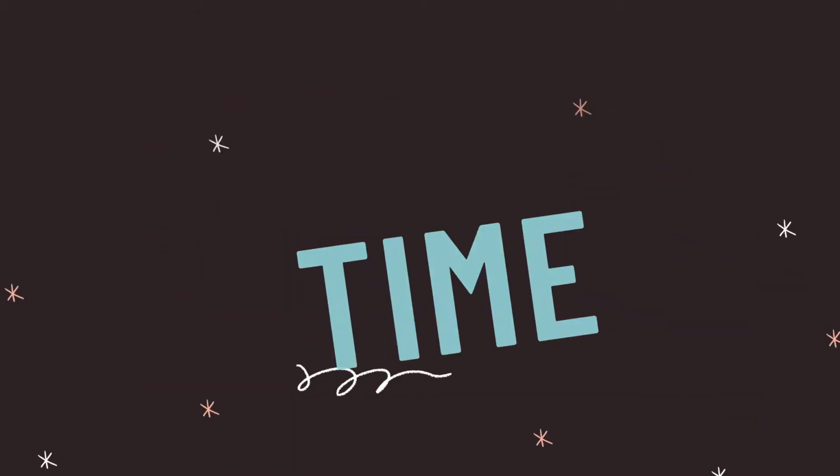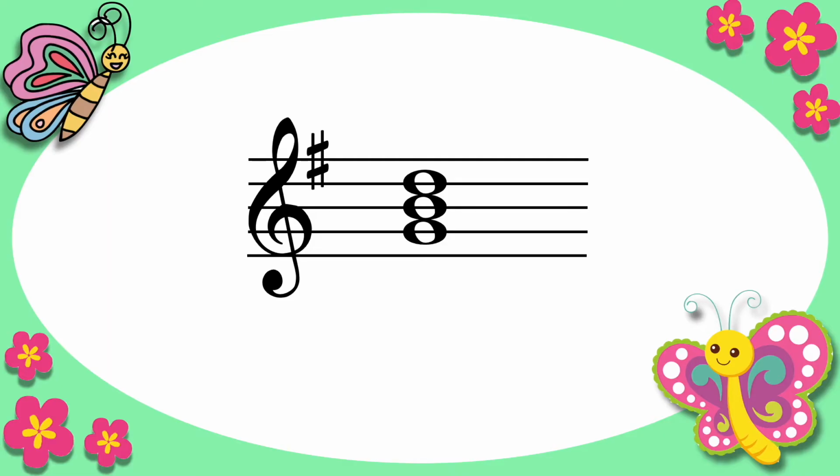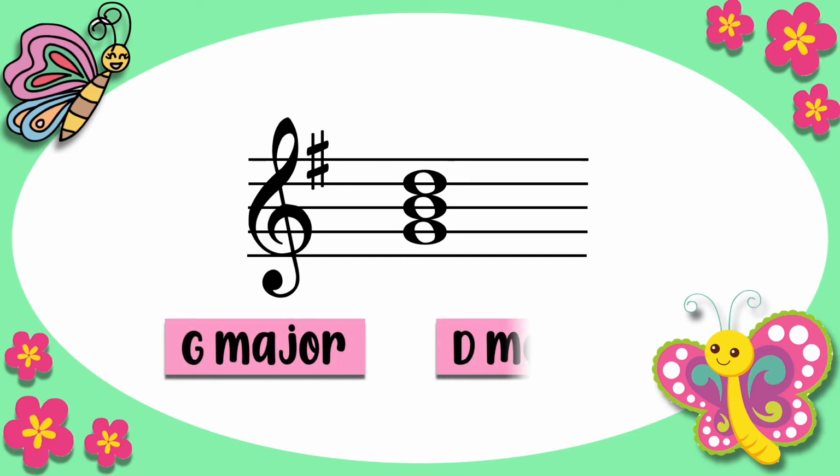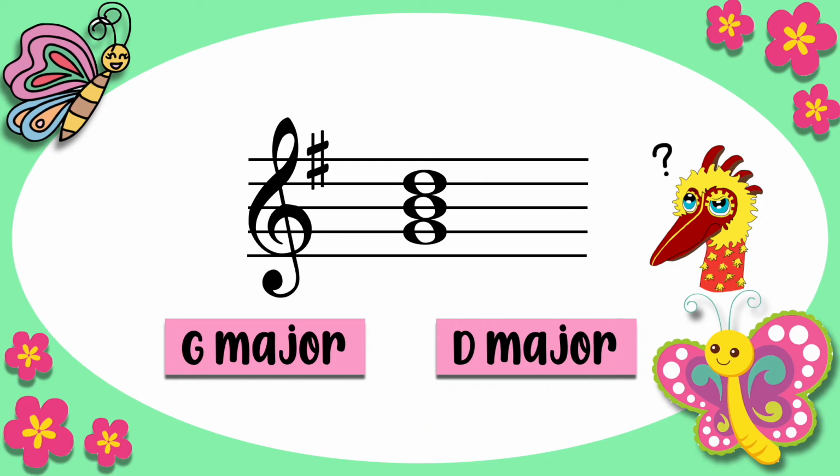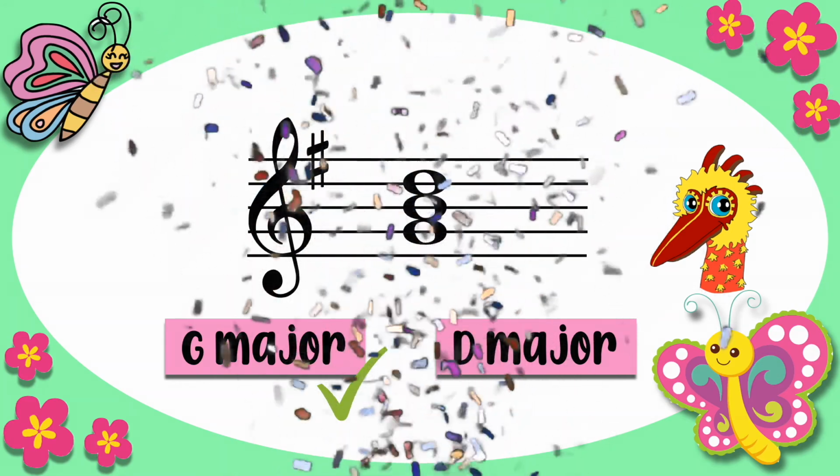Quiz time. Look at this stave. Which scale has this tonic triad? G major or D major? G major. The tonic is a G. G, B, D. Well done!